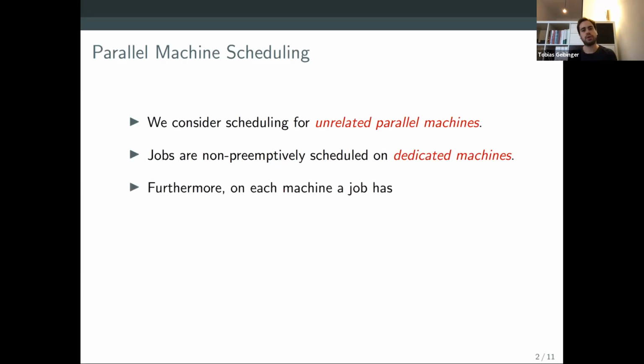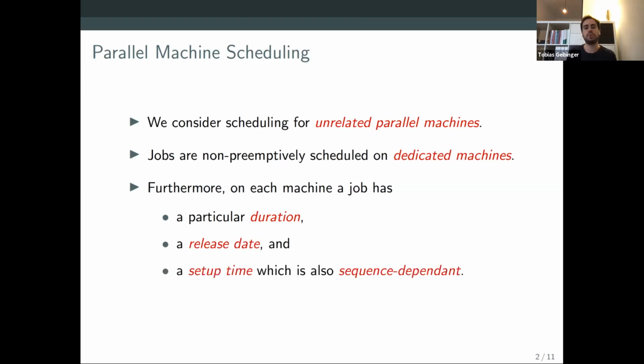Now, a job also has particular properties that vary from machine to machine. One of them is the duration, because we have different machine efficiencies. For example, the duration, of course, varies. We also have a release date on each machine for the job, and we have particular setup times, which are sequence dependent. So what this means is that the order is actually relevant. If you change from one job to another job, there is a particular setup time that is needed from that job to the next one.